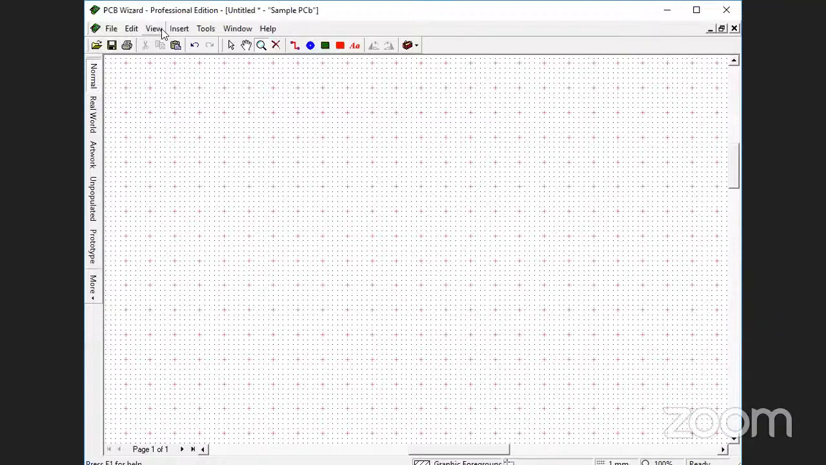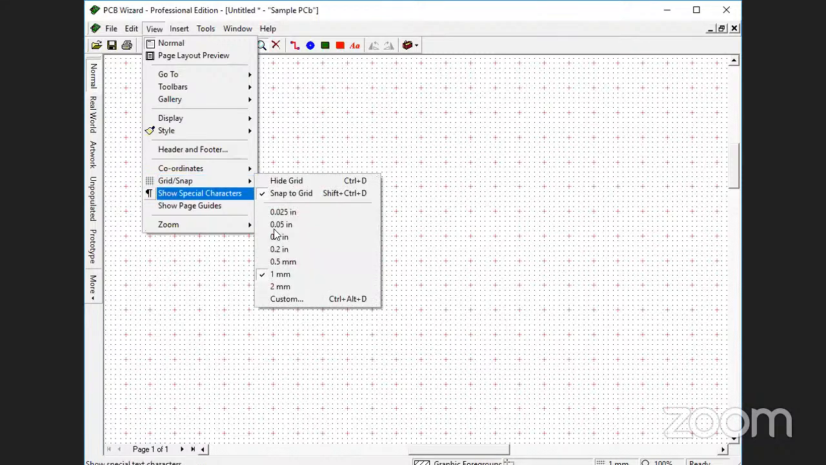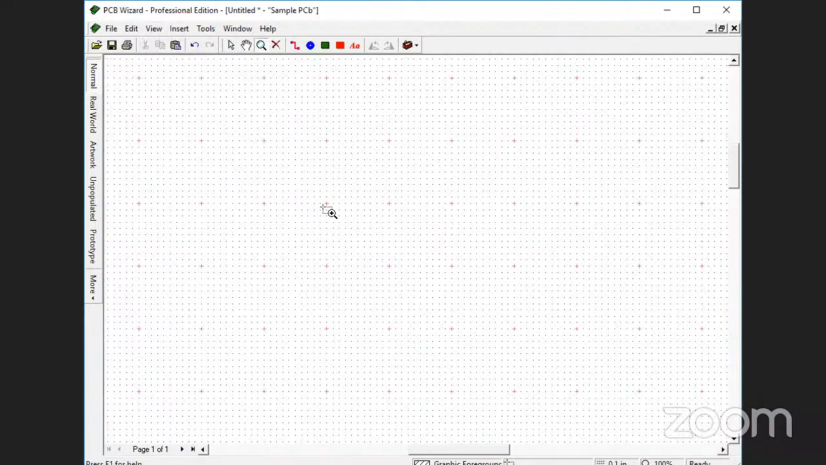And accordingly the grids will appear in your workspace. So depending upon your choices, these grids will appear. It's up to you where you are flexible to work with. It's not mandatory to have that grid, but I will keep this at 0.1 inches. So this is what 0.1 inches basically looks like.